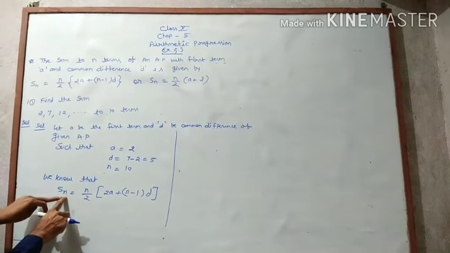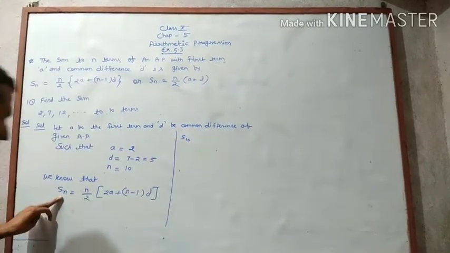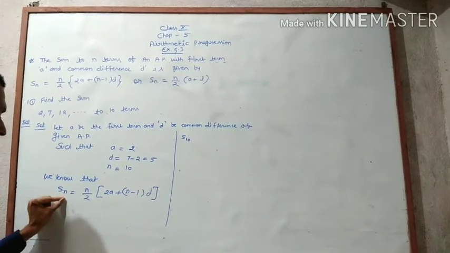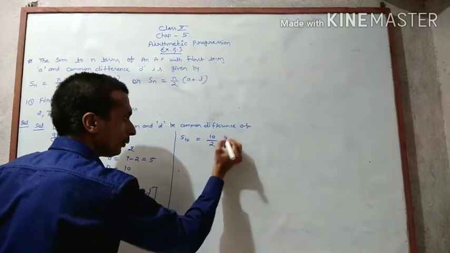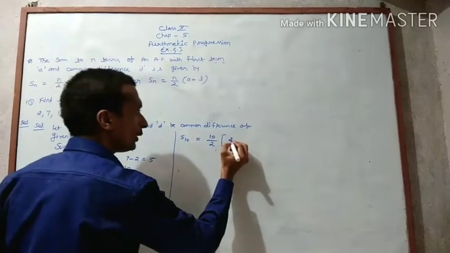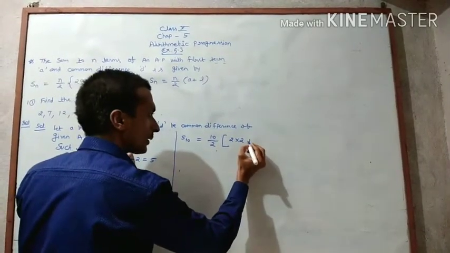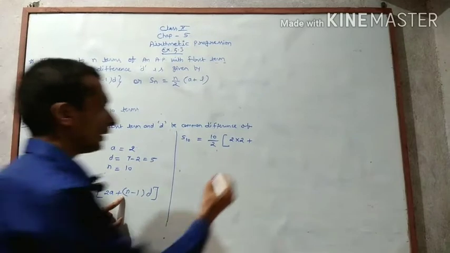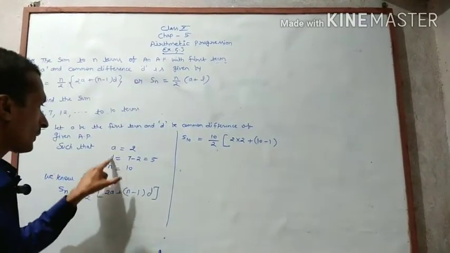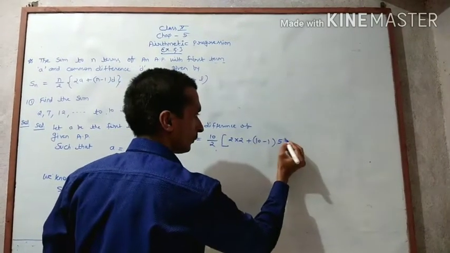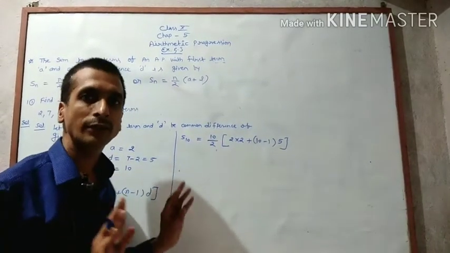Look at this one. The value of n is 10, so we write S10. Putting the values, n is 10, so 10 upon 2, in the big bracket, 2 into a, where the value of a is given as 2, plus n minus 1, that is 10 minus 1, times d, which is given as 5. Okay, after writing this, we will simplify this question.